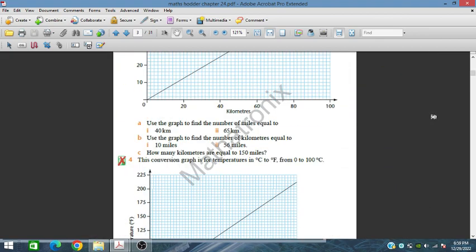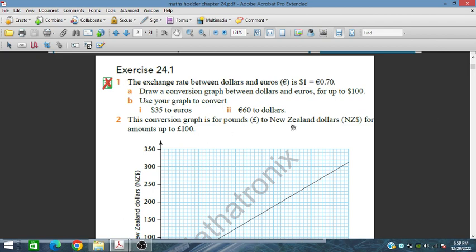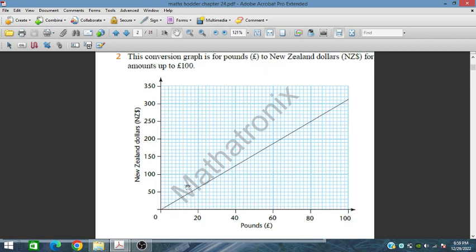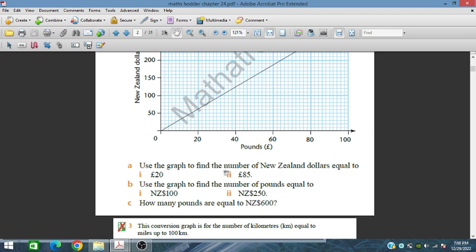Let's go back to question number 2. The conversion graph for pounds and New Zealand dollars for amounts up to 100 is given as this. So 100 pounds is equal to 310 New Zealand dollars. Use the graph to find the number of New Zealand dollars equivalent to 20 pounds or 85 pounds. And use the graph to find the number of pounds equivalent to 100 New Zealand dollars.